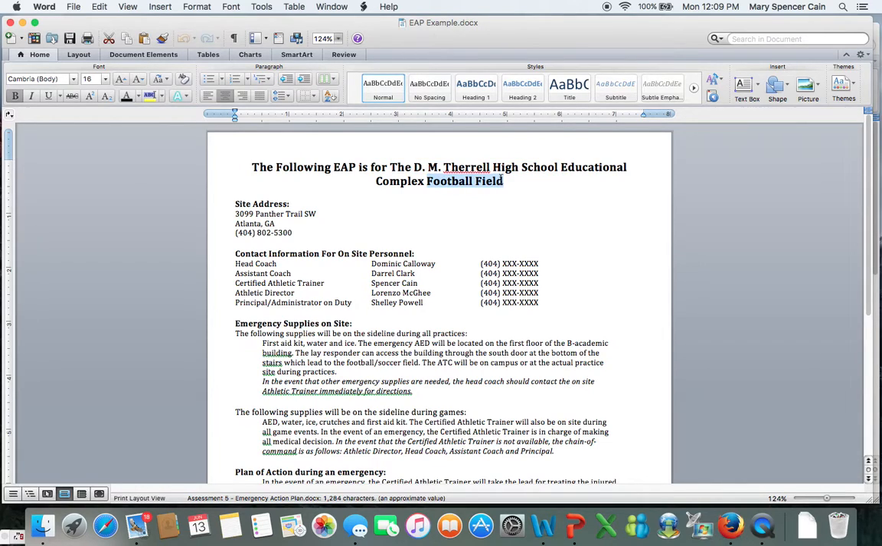and then hopefully you know that it is for the football team. Okay, so if it was a male and female sport, you could say the following EAP is for the Thorell High School Educational Complex football field, and then a hyphen for men's soccer, okay, or women's soccer, or whatever you want to have there, okay? But for this one, for this example, we're just talking about the football team.